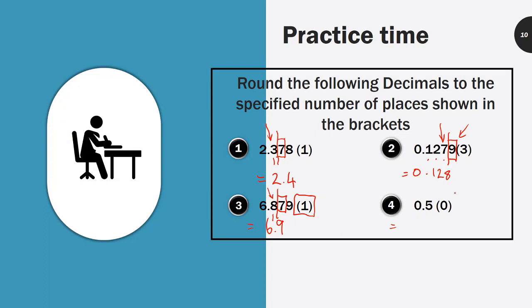Now, question 4 is a little bit different because it says round it to 0 decimal places. When we round to 0 decimal places, we basically just draw our line straight over the top of the decimal point because we're saying that we're going to have no decimal places in our answer. We're just going to have a whole number. So my critical digit is a 5, which means that the number to the left needs to go up by 1. At the moment it's 0, so it goes up by 1 to the number 1, and that is my answer.